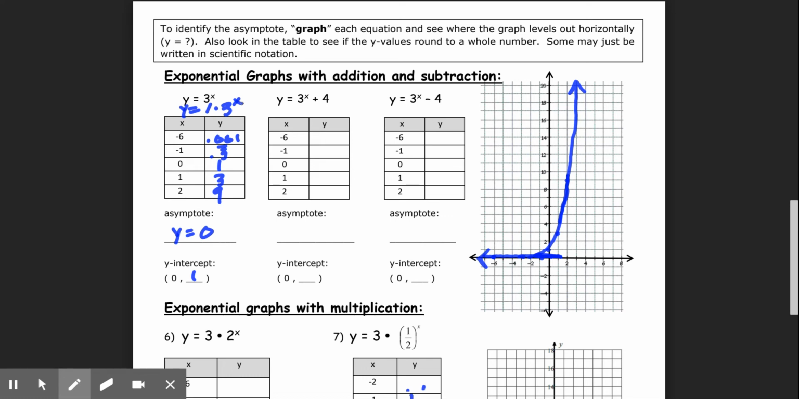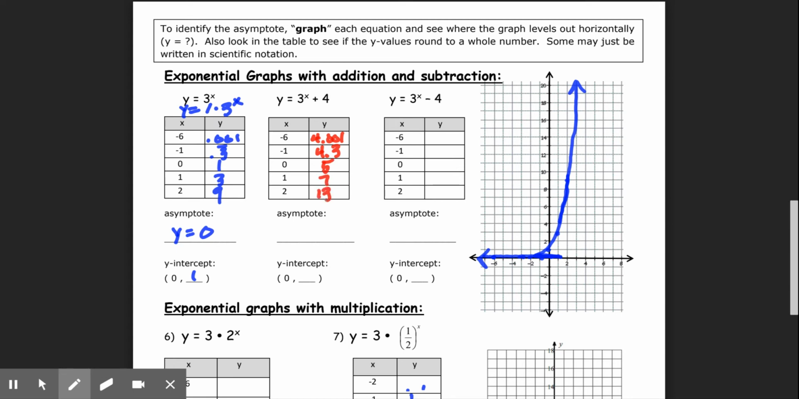All right, let's do a different color. Let's see if this is a hot pink. Okay, so we have 3 to the x plus 4. Now, this is a little bit different because now we're adding something after the constant multiplier. So when x is -6, we have 4.001. When it's -1, it's 4.3. When it's 0, it's 5, then 7, and 13. Okay, so let's go ahead and graph this.